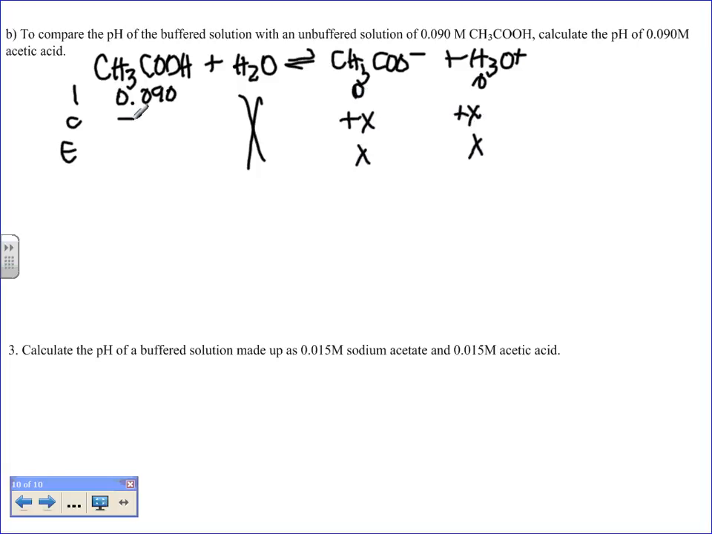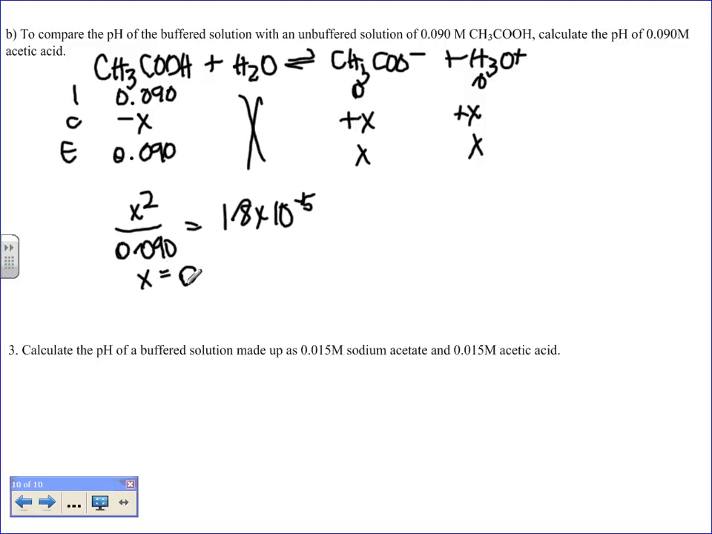Okay, so it's really x squared over the initial concentration is equal to the Ka, which in this case is 1.8 times 10 to the negative 5. In this case, you find that x is equal to 0.00127 and the pH is equal to 2.90. So in an unbuffered solution, the pH is much lower.